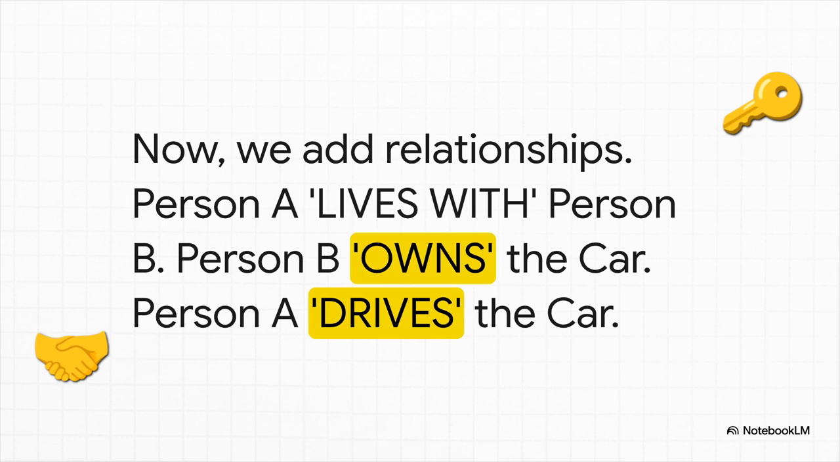We draw a line. Person A lives with person B. Okay? We draw another line. Person B owns the car. Interesting. And a third line. Person A drives that same car. And just like that, we don't just have random data points anymore. We have a story. We have a real-world scenario that a computer can now understand.